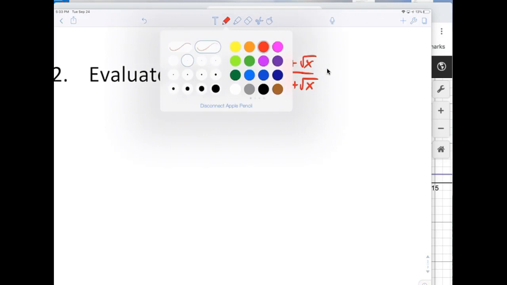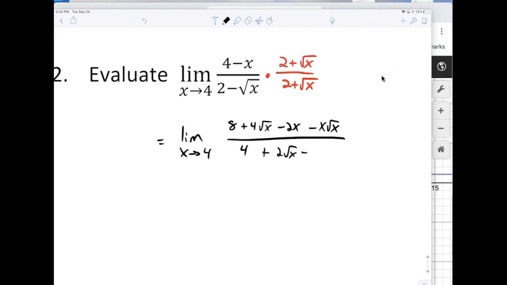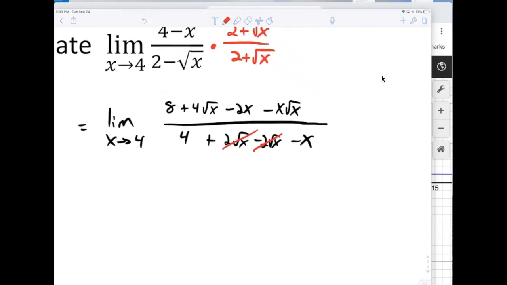So really I'm multiplying by 1 because the top and bottom are the same. But now if I FOIL out that numerator, we're going to get the limit as x approaches 4 of, let's FOIL it out. 4 times 2 is 8, plus 4 root x minus 2x minus x root x. And in the denominator, when you FOIL it out, you're going to get 4 plus 2 root x minus 2 root x, and then root x times root x is x. So we're going to get some cancellation in the denominator, where those 2 root x's go away.